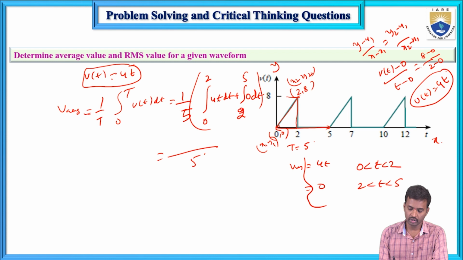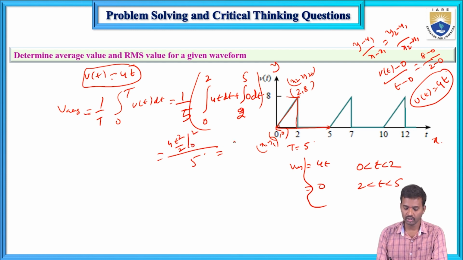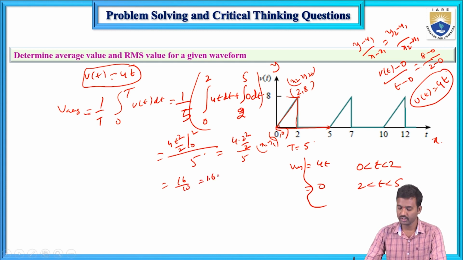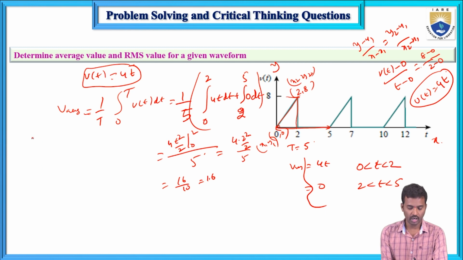Now here, 1 by 5, 4 into t square by 2, from 0 to 2. This value is completely 0. That equals 4 into 2 square by 2, next 4 into 4, and this one equals 16 by 10. 1.6 is the average value for this particular waveform. This is our asymmetrical waveform. Now next one, RMS value.